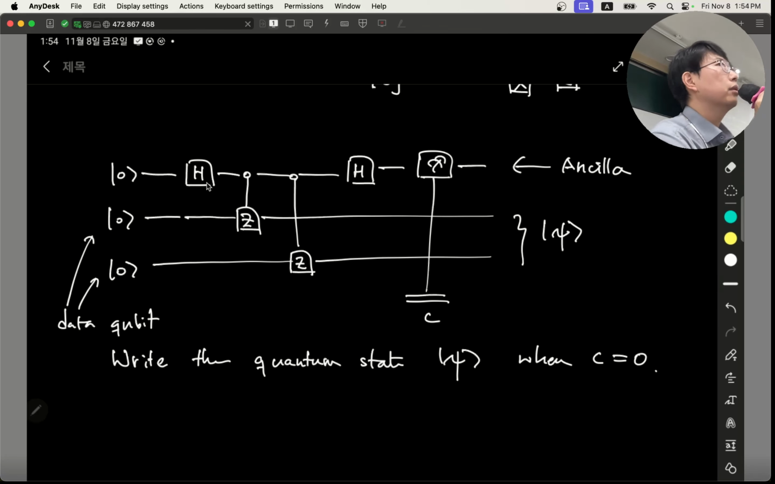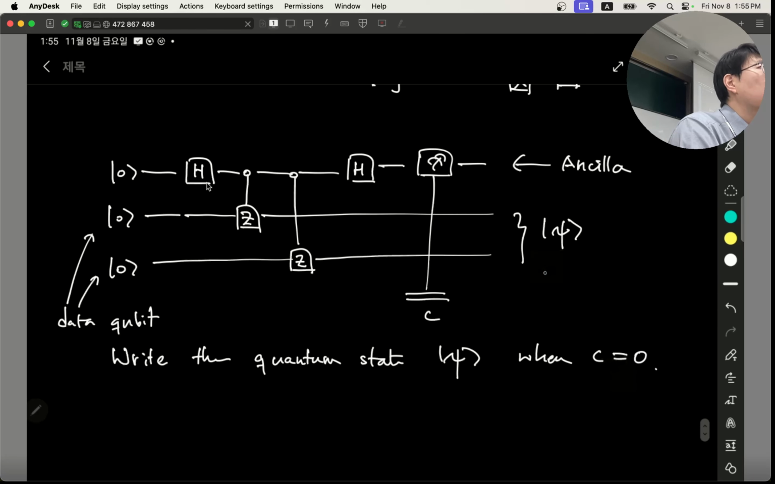So what's the result? When the data qubits are initialized to 0, 0, then when C is 0, what's the quantum state? 0, 0, right? Assuming you computed everything here. So in this case, think about this case. Do the computation for this: 1, 0.